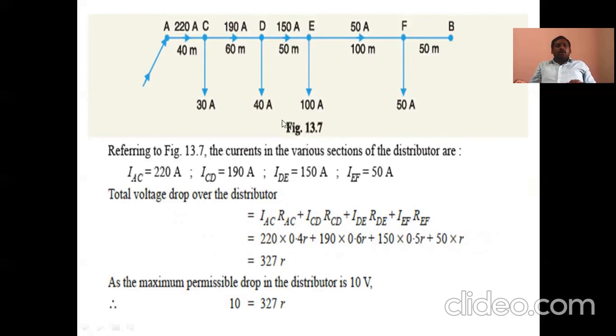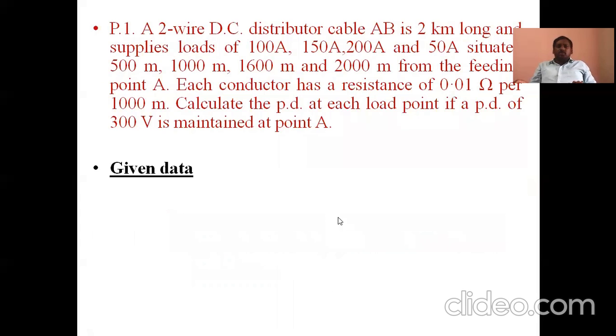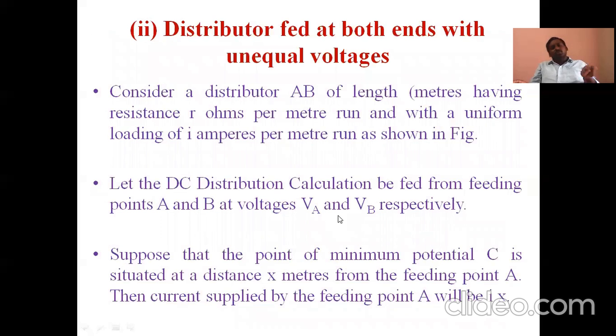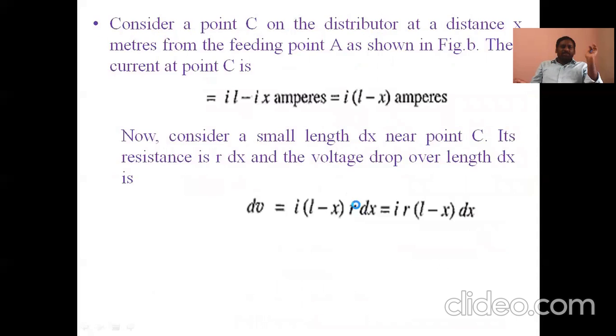So see here, there is no uniform loading. This is also concentrated loading. So then, if you can assume the uniform loading, you can do the same procedure. Voltage drop means the formula we are discussing as usual, isn't it?